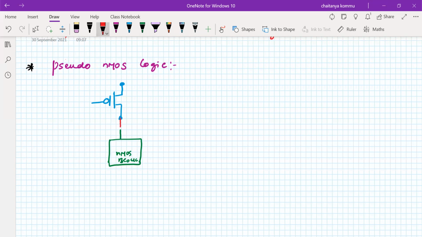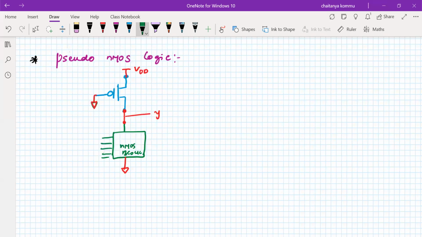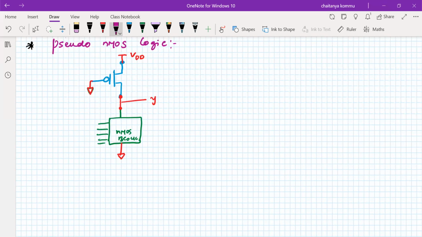Therefore, take a common point between these two, and that is called output Y. The NMOS block is connected to ground and the PMOS is connected to VDD. Most importantly, we need to know that the PMOS is always on. If I want to make the PMOS always on, I have to connect its gate to ground. When it is logic 0, the PMOS transistor remains always on. Now the input we have to give here. So this is the generalized schematic.